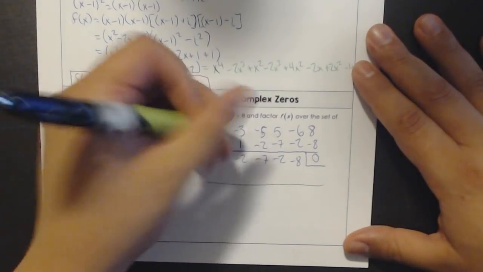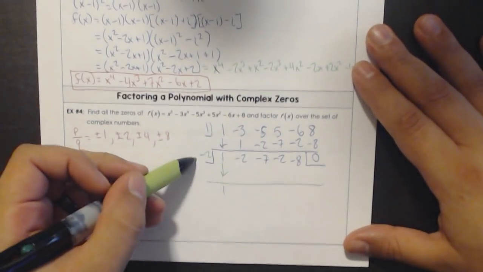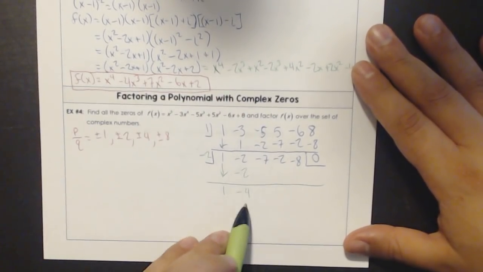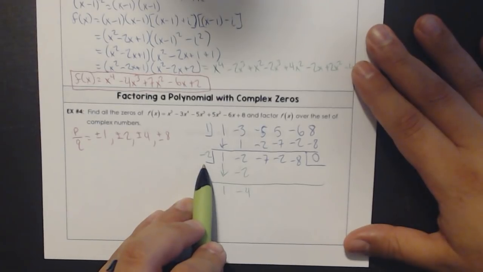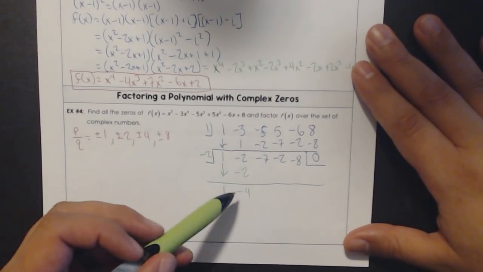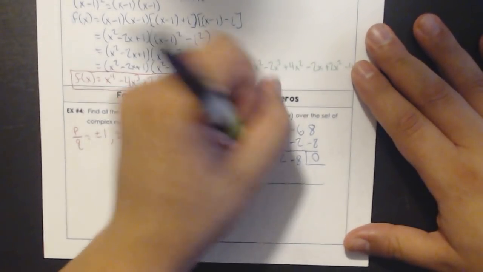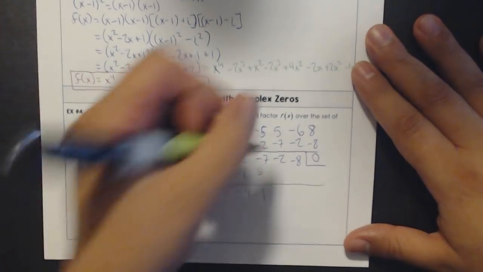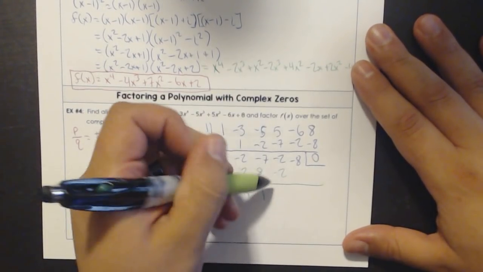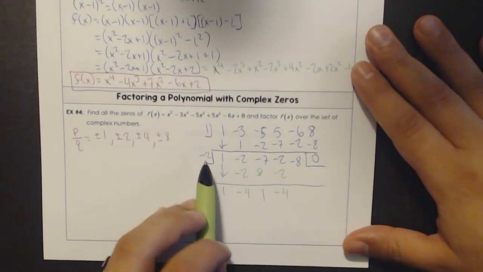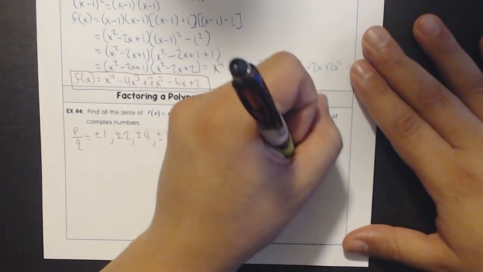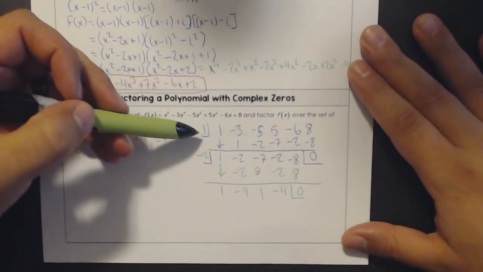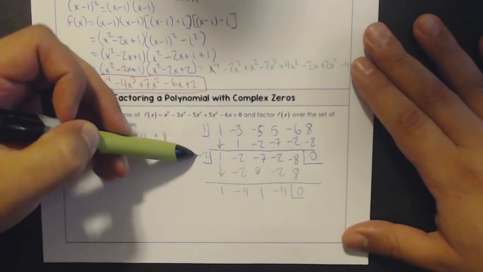So I draw a line, bring down the 1. 1 times -2 gives me -2. -2 plus -2 gives me -4. -4 times -2 gives me +8. -7 plus 8 gives me 1. 1 times -2 gives me a -2. -2 plus -2 gives me -4. -4 times -2 gives me a +8. And sure enough, again, I get another 0. So now I know that 1 and -2 are zeros.